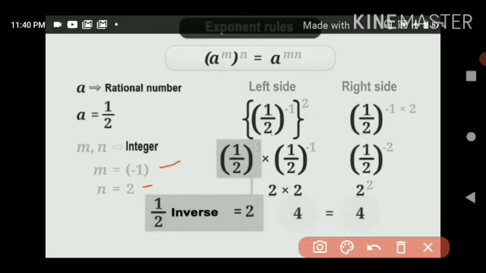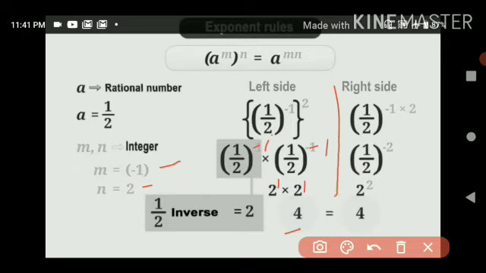So here we are observing that 1 upon 2 raised to the power minus 1 is going to be multiplied 2 times itself. So this would become 1 upon 2 raised to the power minus 1, and again multiplied by 1 upon 2 raised to the power minus 1. So here what would we get? Whenever we take the reciprocal of 1 upon 2, this minus 1 would become plus 1. So this would become 2 raised to the power 1 into 2 raised to the power 1, and 2 twos are 4. Now come to the right hand side.